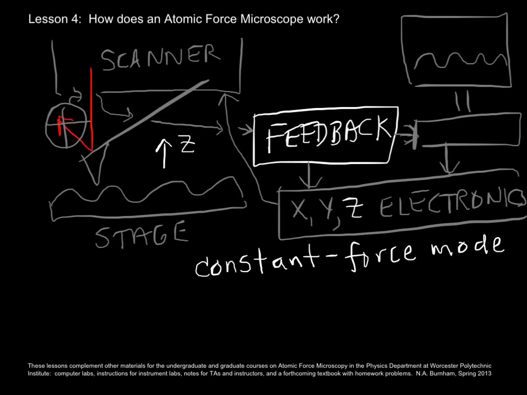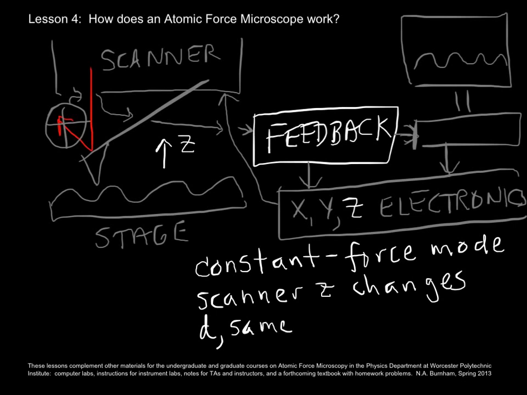And I bet you've anticipated me. What it means is that the scanner Z changes, whereas the deflection D remains the same, meaning that the force is the same because of the linearity of force and deflection. So if we're going to label our picture on a computer, we would label it Z as a function of X and Y.